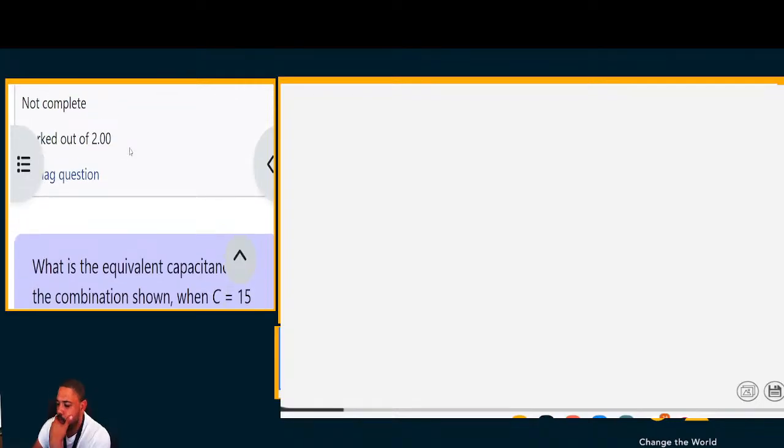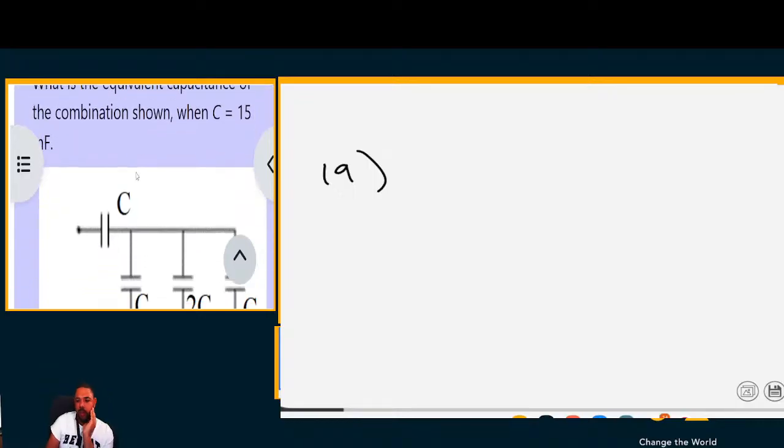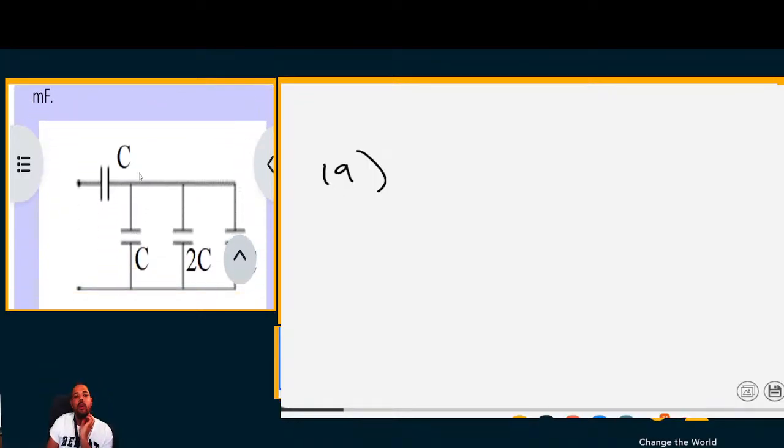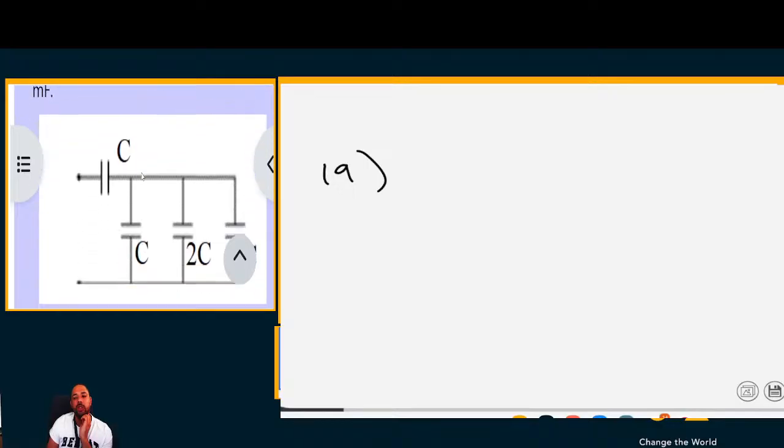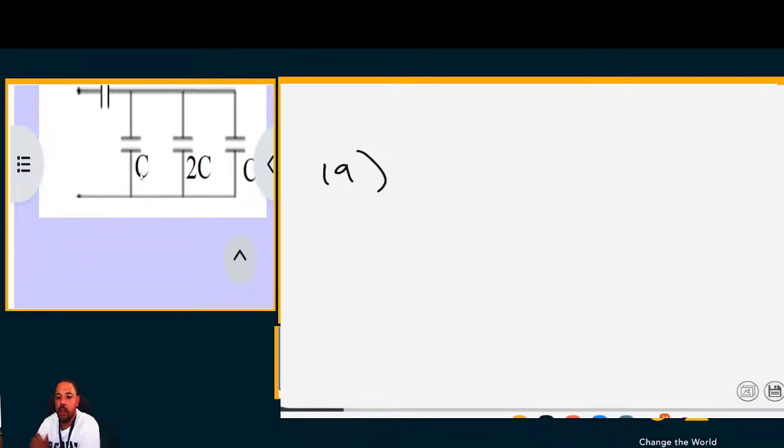19. Those are all theory-based questions. If you study enough, you can get it. What is the equivalent capacitance of the combination shown when C is 15? So let's just note C is 15. Let's just calculate the equivalent capacitance.